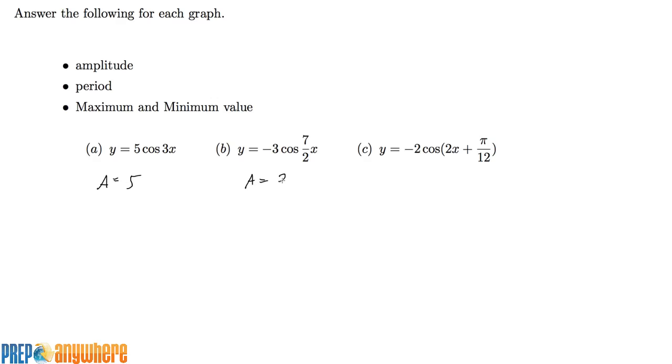Amplitude for this is 3. So you can ignore the negative. Negative just reflects the graph on the x-axis. It doesn't change the amplitude. So this will be 2.